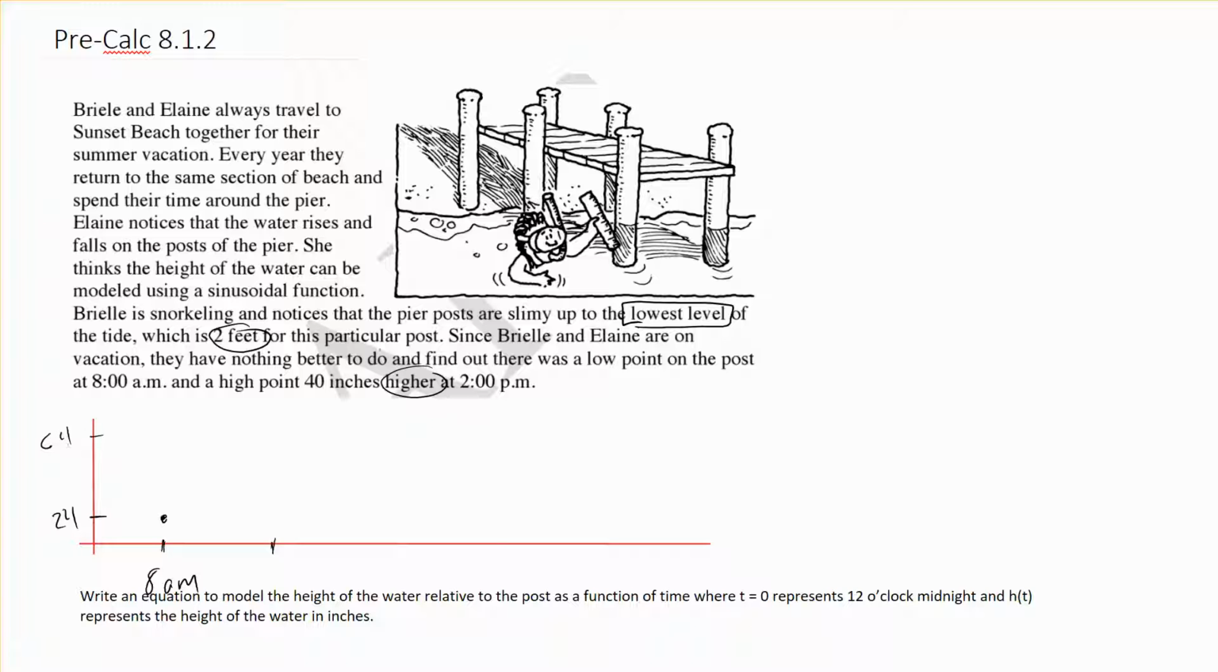So I got the 24 from the lowest level being 2 feet on that post. So it's slimy up to 2 feet, meaning it's always wet below that. And then 40 inches higher would be 64.